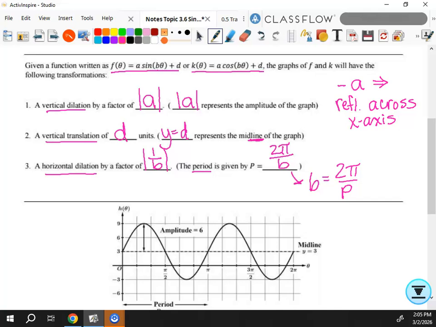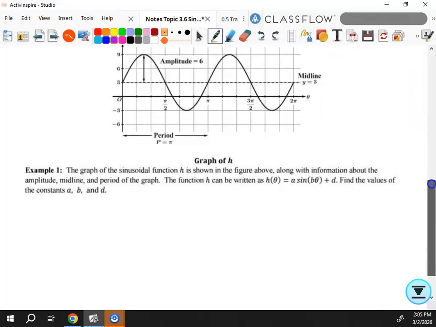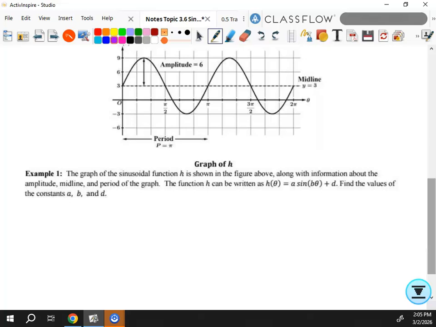All right. All that should look pretty familiar to you, I hope. All right, so now let's look at this. We're going to start off with a very simple one where they kind of tell us everything. The graph of the sinusoidal function h is shown in the figure above, along with the information. Just like I said, it gives you everything. And then anytime you need certain information, it'll give you what I call a naked function where it doesn't have any letters in it, just telling you basically that I know that this is a sine function and I'm going to have transformations in it. And I'm supposed to find A, B, and D.